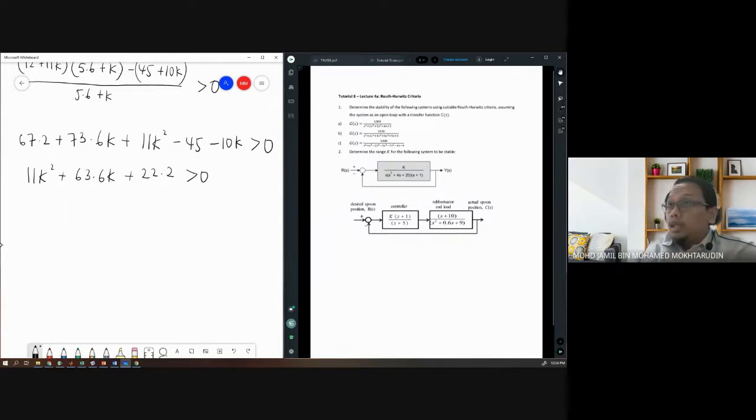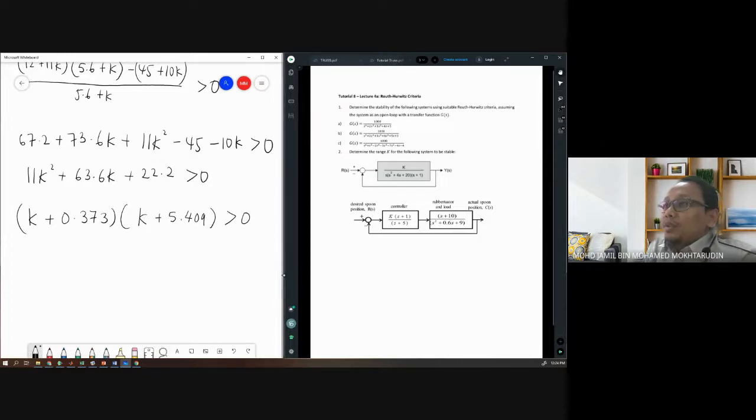So we have k as 0.373, k plus 5.409. Okay, so to find this range, you need to use what you have learned in maths. Okay, form 4.